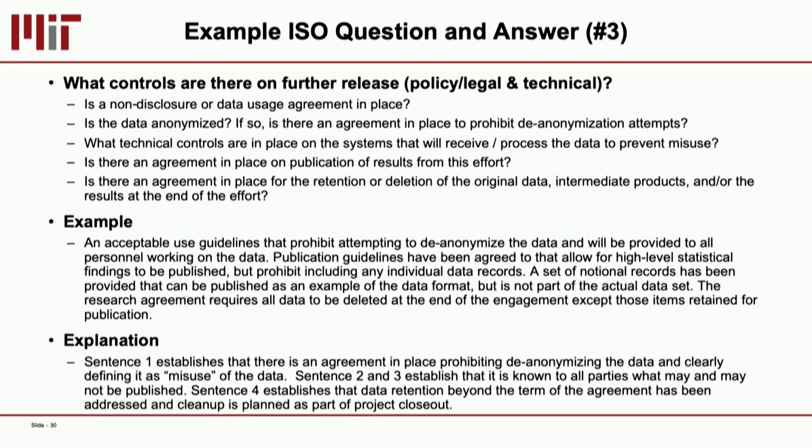And then a final one is, what controls are there on further release, either policy or legal? So an example is unacceptable use guidelines that prohibit attempting to de-anonymize the data will be provided to all personnel working on the data. Publication guidelines have been agreed to that allow for high-level statistical findings to be published, but prohibit including any individual data records. A set of notional records has been provided that can be published, an example of the data format, but is not part of the actual data set.